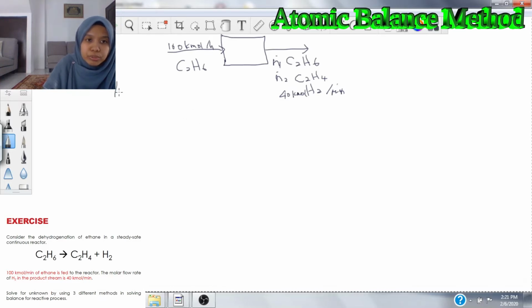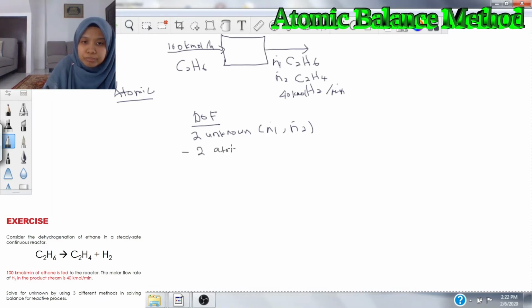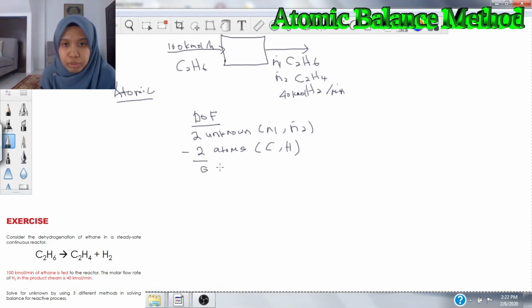In this, we're going to use the atomic balance method. We start with the degree of freedom first. So first, how many unknowns do we have? We have 2 unknowns here, which are N1 and N2. Minus 2 atoms. In this system, we have 2 atoms, which are atom carbon and atom hydrogen. So only 2 atoms. You don't have any other independent equation. You don't have any other independent molecular balance as well. So only these 2. So 2 minus 2, you have 0, which means you have 0 for your degree of freedom.